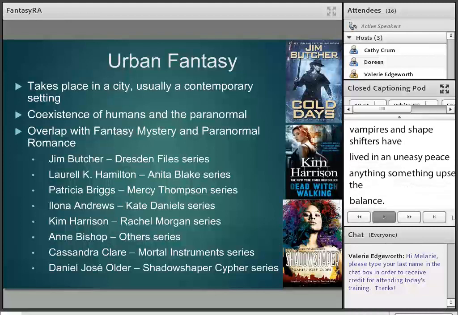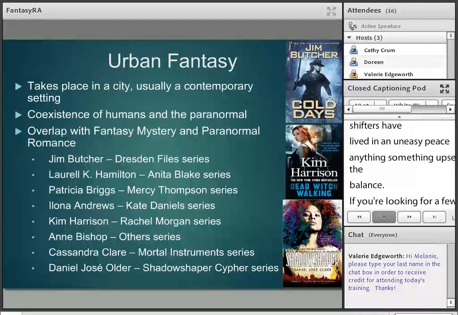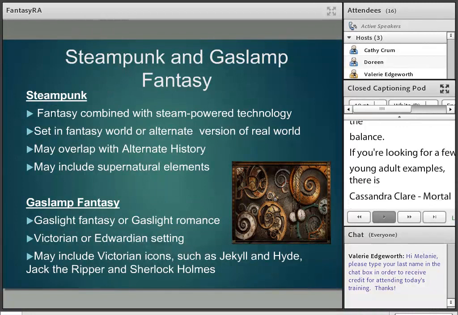If you're looking for a few young adult examples, there's Cassandra Clare's Mortal Instruments series and Daniel José Older's Shadowshaper Cypher series.